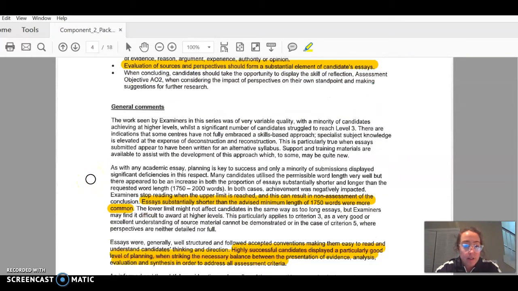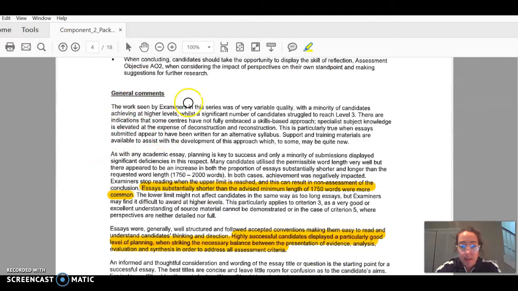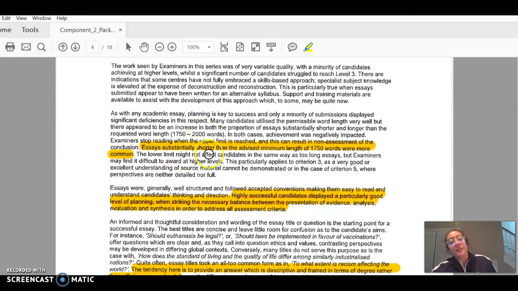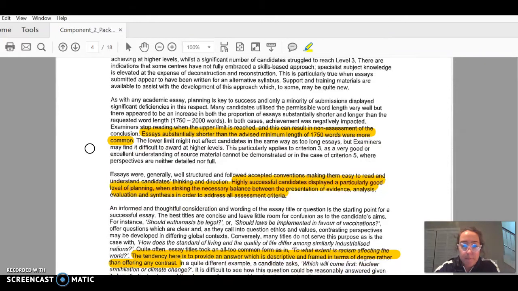So some general comments about the work seen by the examiners, as you can see here. The first part they talk about is length, and the advised minimum length is 1750 as far as word count. And they said essays were substantially shorter than that on some occasions, and that had a negative impact on student scores, and they won't mark beyond 2,000 words. So know that.